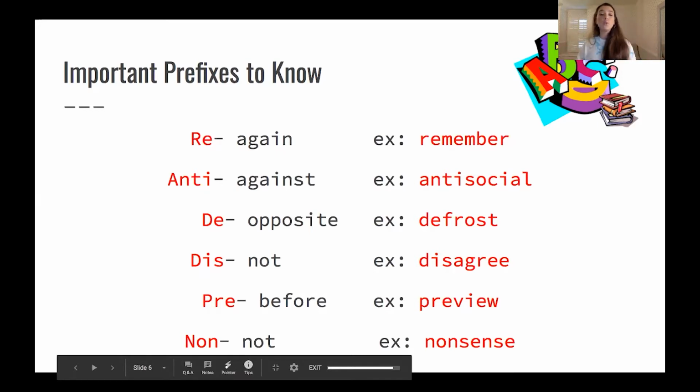That is, again, remember. Now we have anti. Anti means against. So when you see a word that has the prefix anti, you know that that means against. So, for example, antisocial. If you say antisocial, that means you are not social. And that means you do not want to be around people. You do not want to talk to people. You are antisocial. You are against being social. So again, try and think of another word that starts with anti if you guys can.